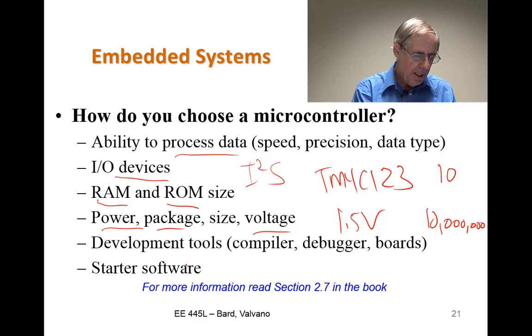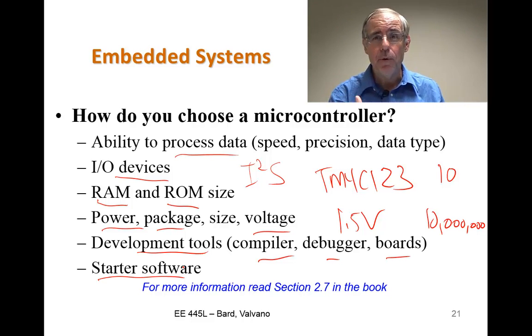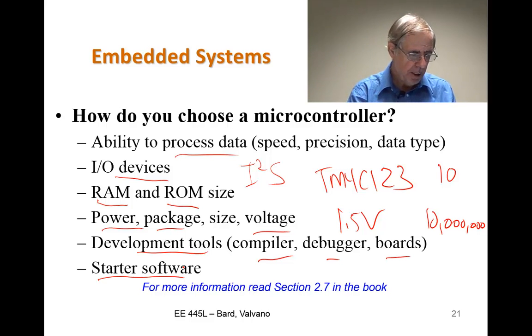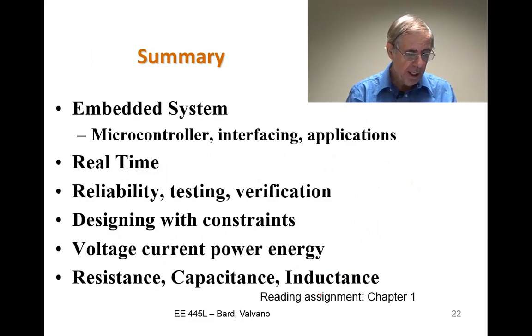All right. In order to build it, we need tools, and most manufacturers will give you a compiler and a debugger and some boards like our Launchpad. But a very important part of choosing a processor will be the plethora, the availability of starter software. Ideally, starter software that looks just like what we want to do, and that'll get our ramp up very close. Okay, so what do you do next? Go ahead and read up through chapter 2.7 in the book.